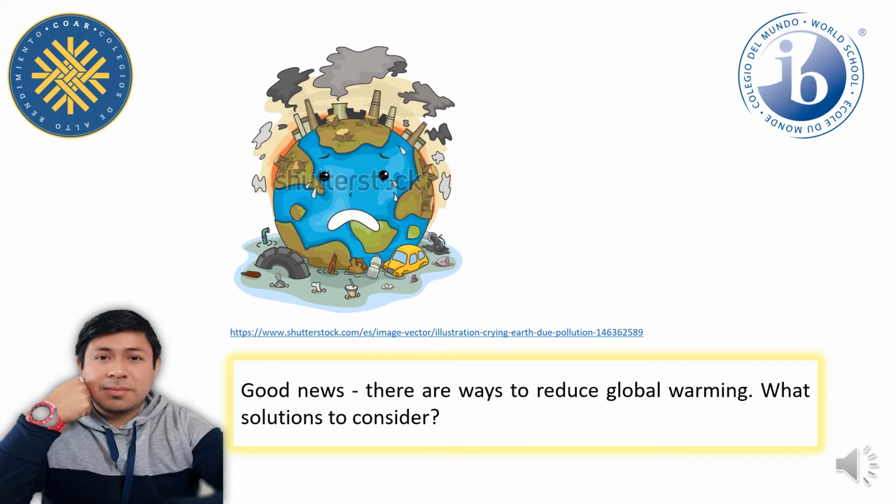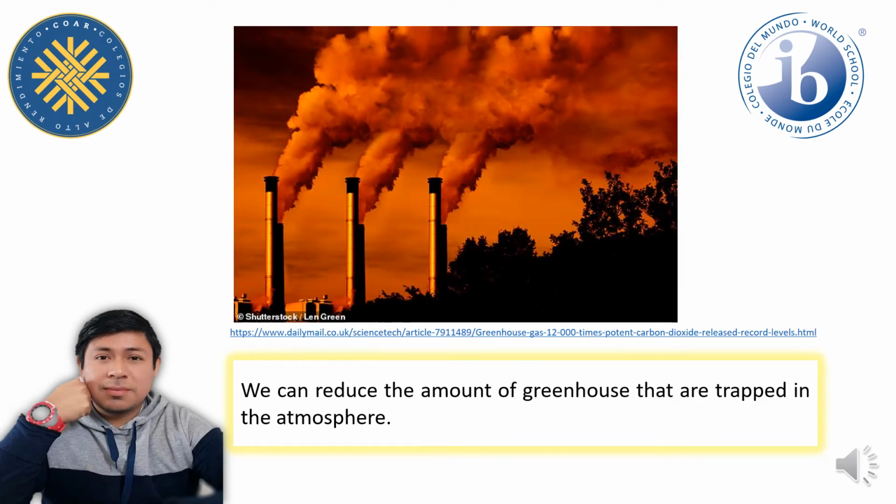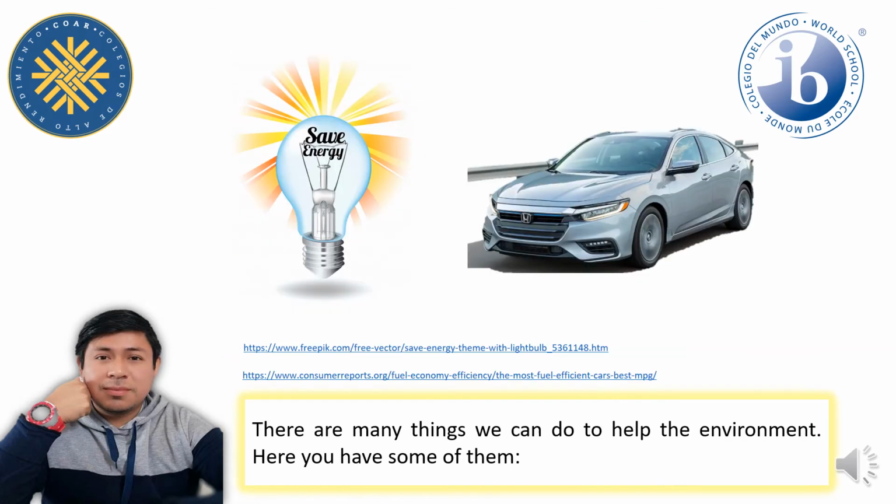Good news. There are ways to reduce global warming. What solutions to consider? We can reduce the amount of greenhouse gases that are trapped in the atmosphere. There are many things we can do to help the environment. Here you have some of them. We should reduce the consumption of energy. Buy cars that consume less fuel.